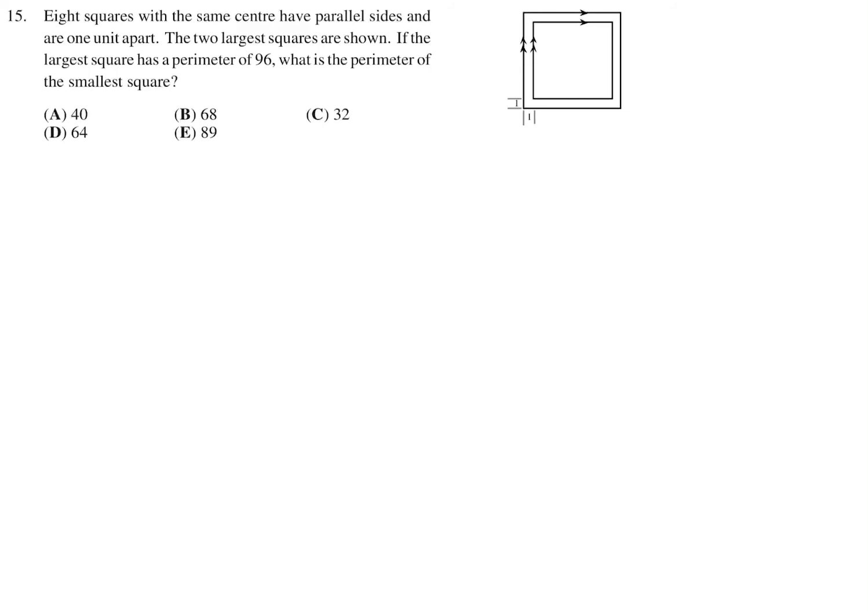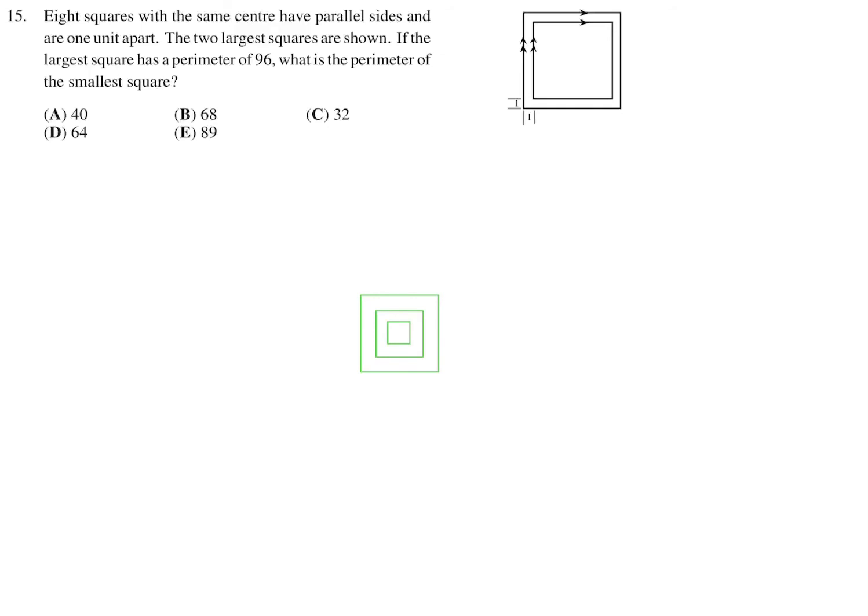Eight squares with the same center have parallel sides and are 1 unit apart. The 2 largest squares are shown. If the largest square has a perimeter of 96, what is the perimeter of the smallest square? So there's 8 squares and each is inside the other. So we've got the small square, that's the first one, second one, third one, 8 squares, right?